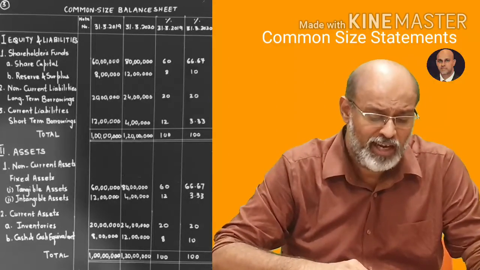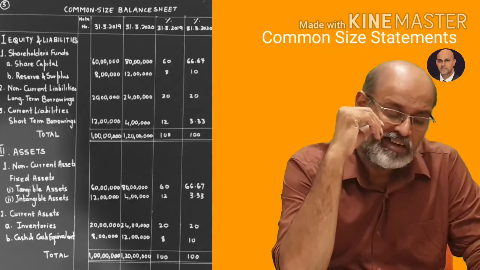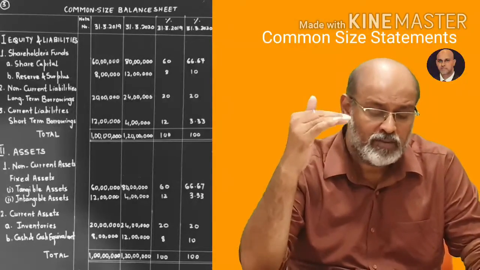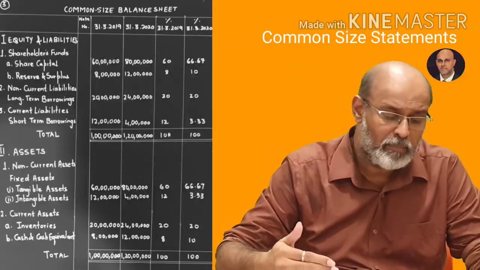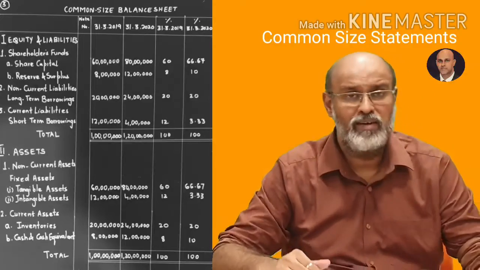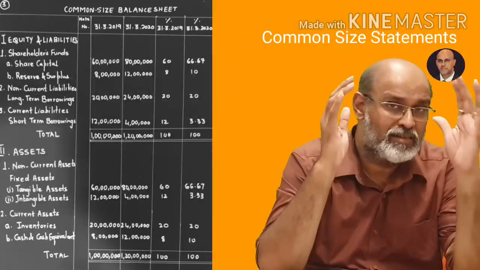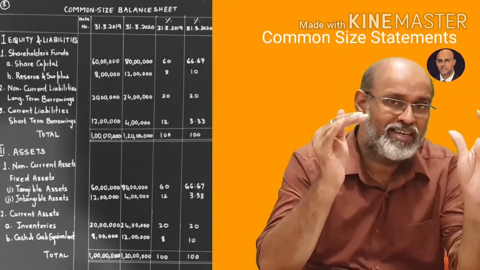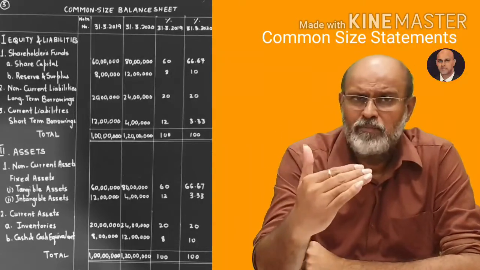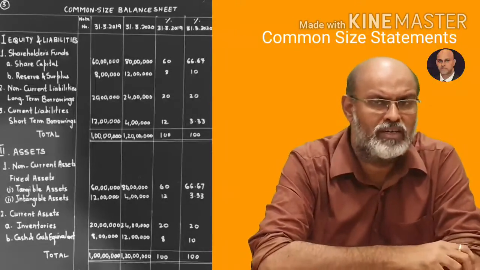The first is share capital. Your share capital in 2019 is 60 lakhs. The total of your liabilities is 60 lakhs plus 8 lakhs, that is your shareholders' funds, plus 20 lakhs plus 12 lakhs, the total is 1 crore. So we shall be taking 1 crore as a base. 1 crore has to be taken as a base because it is the total of liabilities, and always the total of your liabilities will be equal to the total of your assets. That will also be 1 crore.